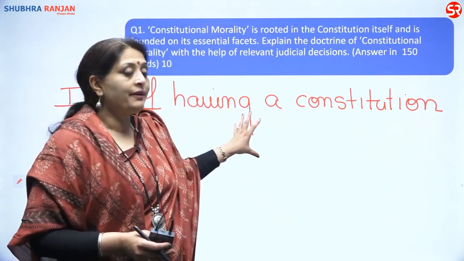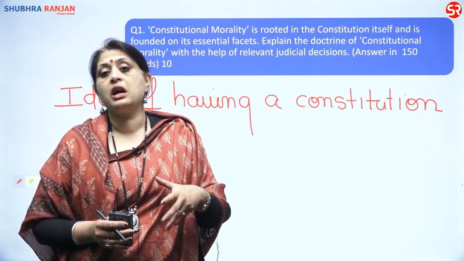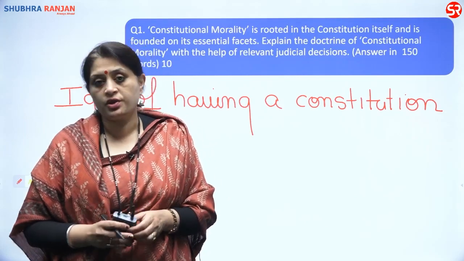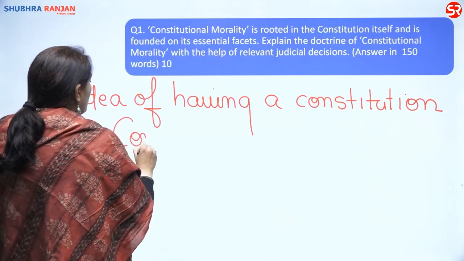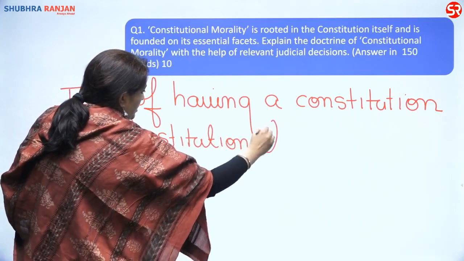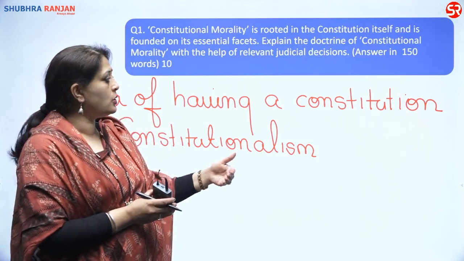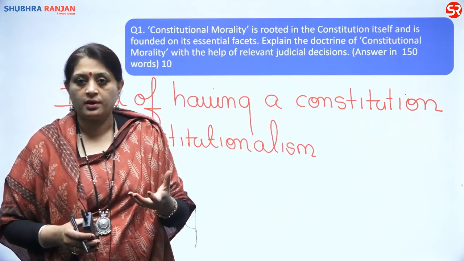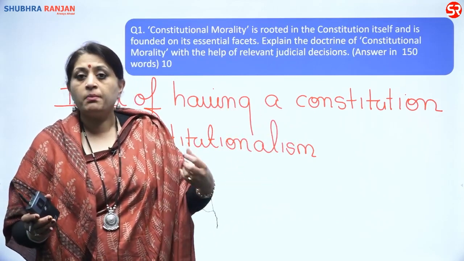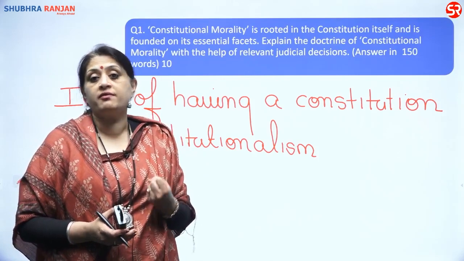Fine. Having a constitution, why do you require a particular constitution? You have to understand the spirit behind having the constitution. The spirit behind having the constitution is constitutionalism. Fine. So constitutionalism is a soul for which you have created a body called constitution. Soul we cannot see, but body we can see. So constitution is a rule book, but behind constitution, the idea of constitutionalism is very important.